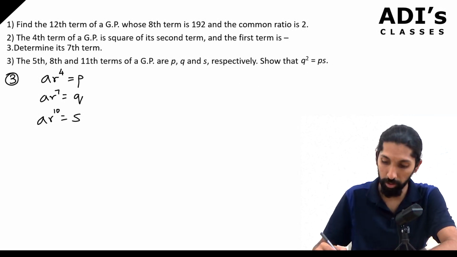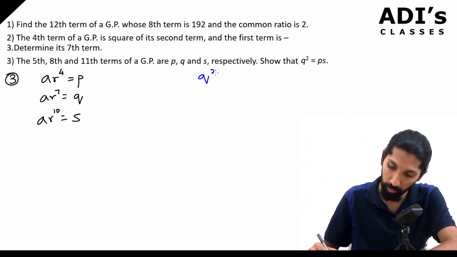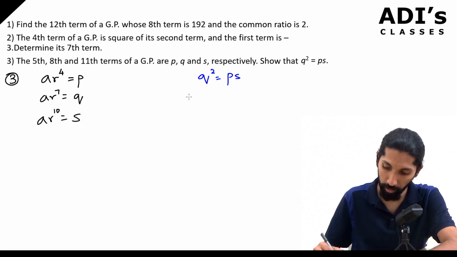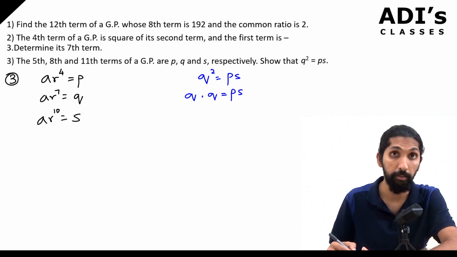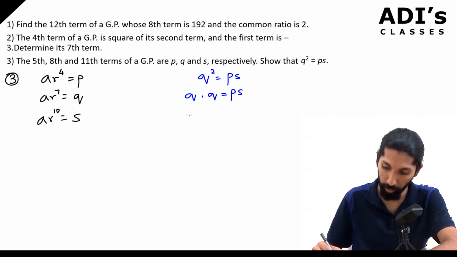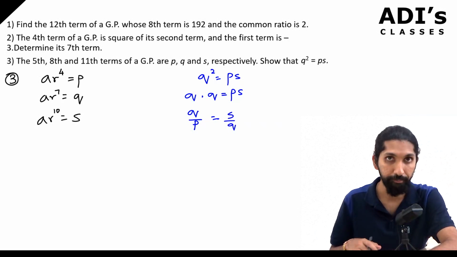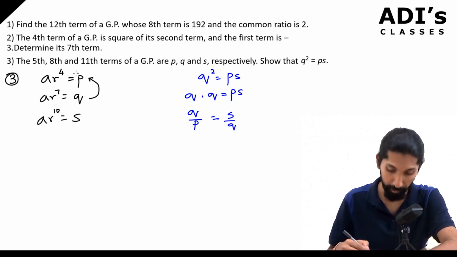Now what we'll do, show that Q square is equal to PS. Now let's take the question and rewrite it. See, Q square is equal to PS, isn't it? Or can we also write Q into Q is equal to P into S? Correct? Or can we also write Q by P is equal to S divided by Q. One and the same, right? Because cross multiply you get it. Let's do that one first. That means we'll do Q divided by P.